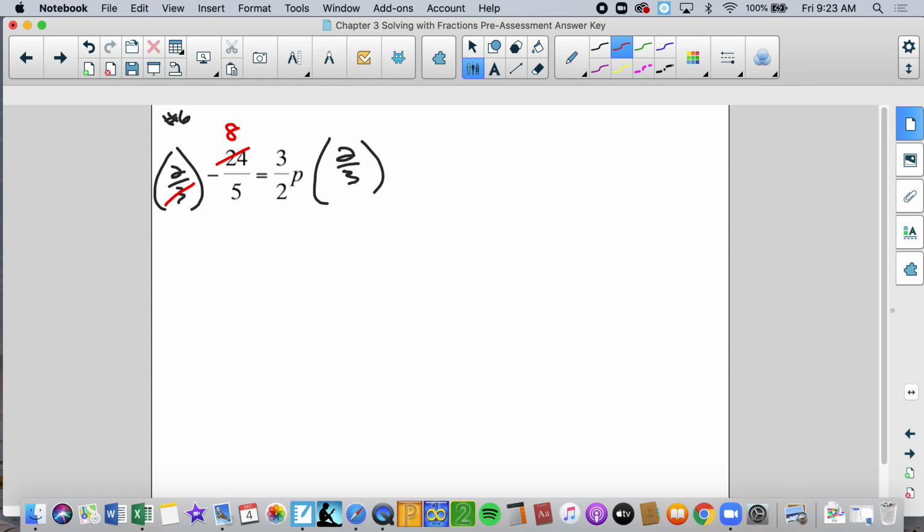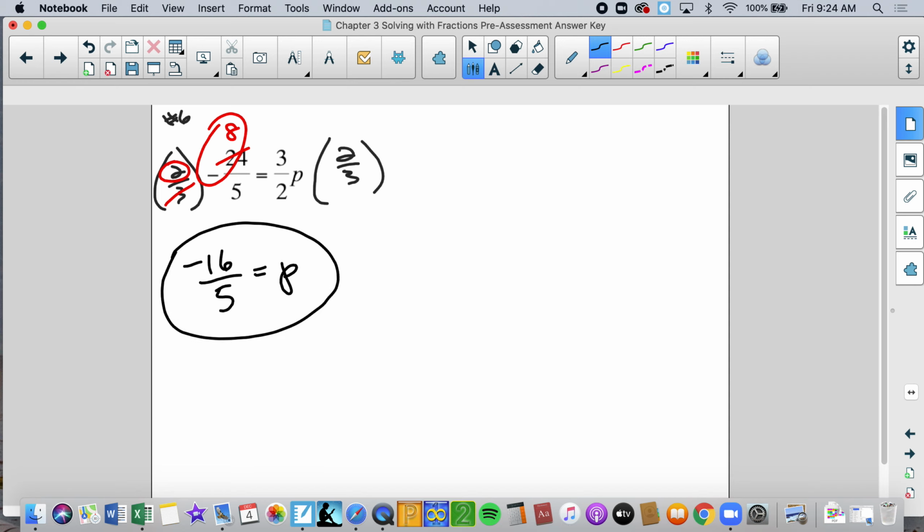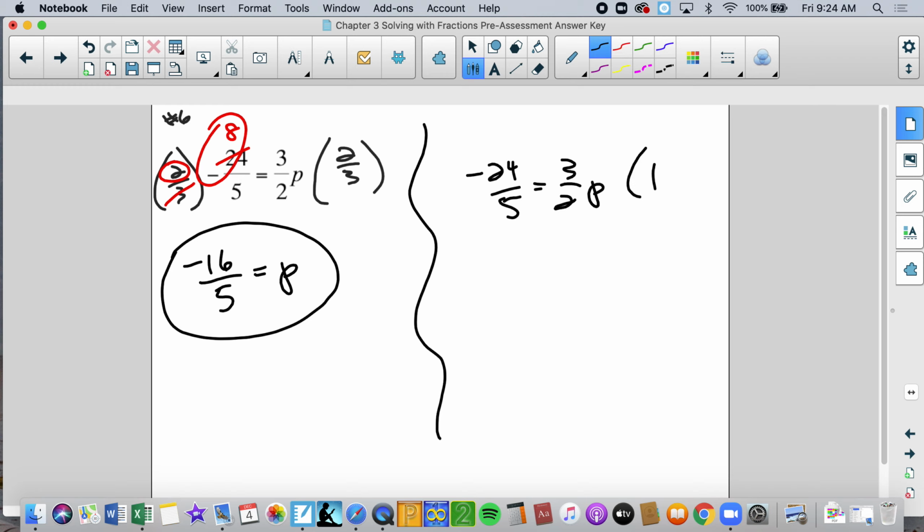So we have -8 times 2, which is -16/5 equals P. That's a really bizarre one. And we have -24/5 equals 3/2 P. The LCM of those is 10. A common multiple of 5 and 2 would be 10. And we multiply both things.